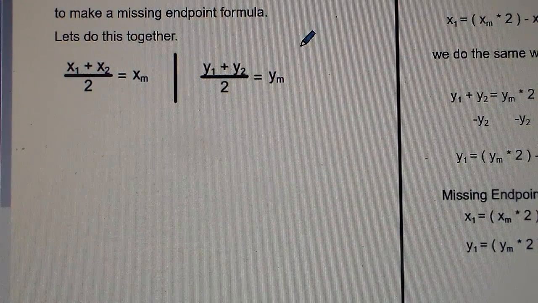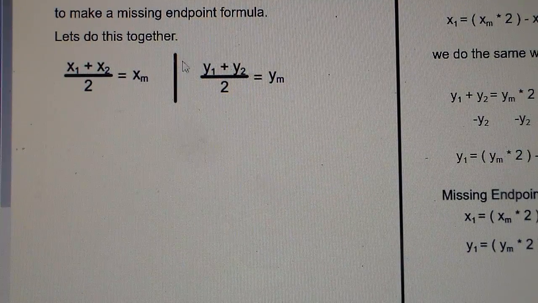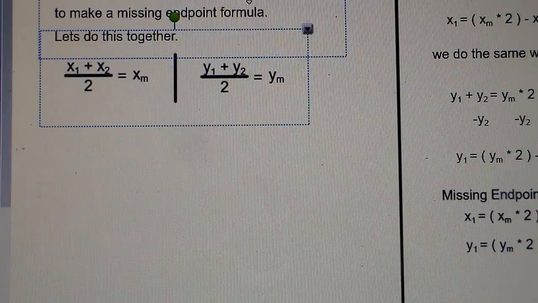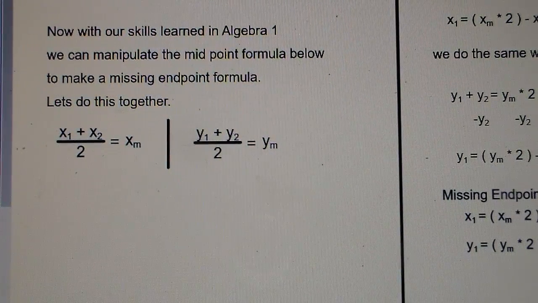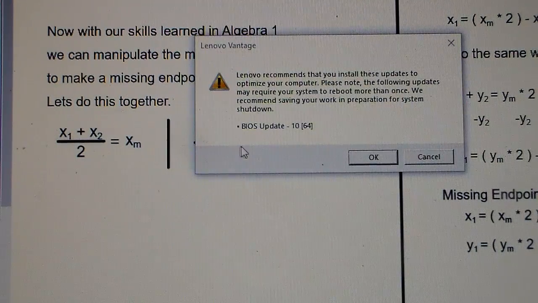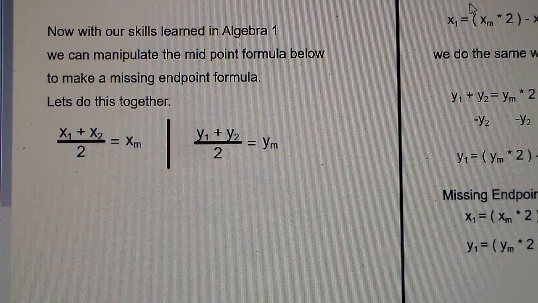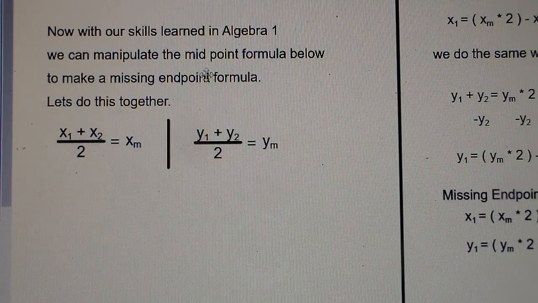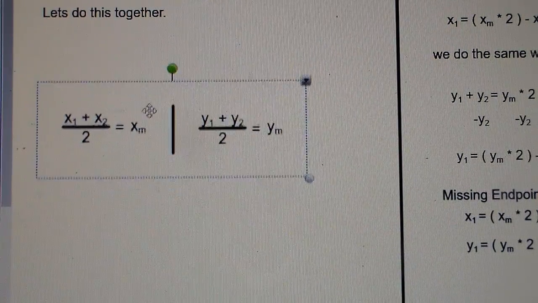Well, actually, before that. So now, with our Algebra 1 skills that we learned, we can manipulate the midpoint formula below to make the missing endpoint formula. So we have our two midpoint formulas. We're actually going to create a formula. So all we have to do is substitute and simplify our numbers. So let's take these formulas. I'm going to slide this out of the way. Put this up.